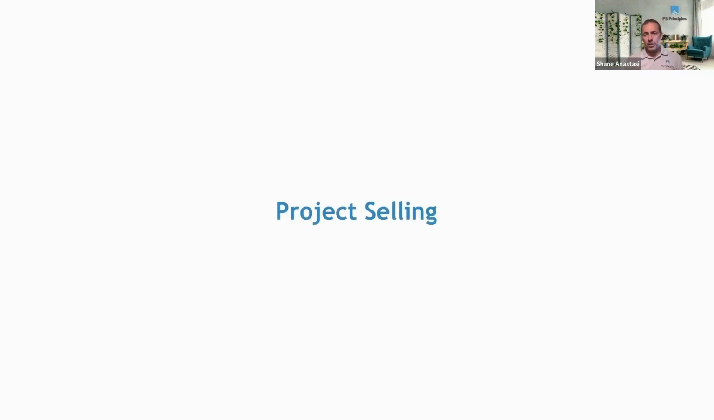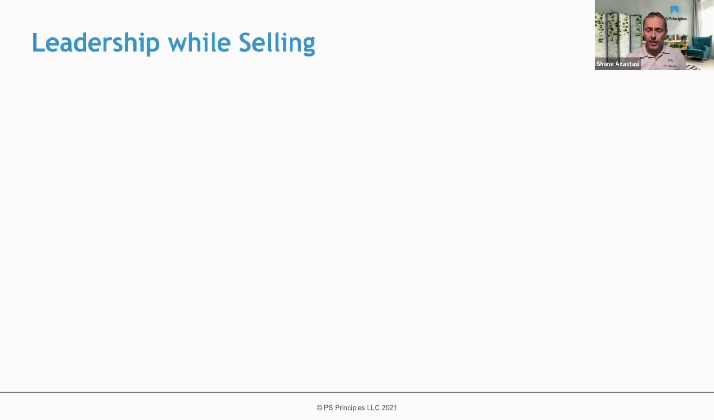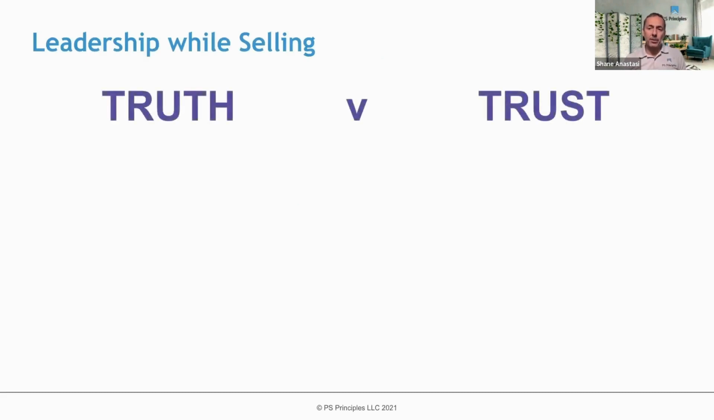So let's look at the project selling side, right? In order to sell a project, there's a couple of things we need to think about. When we sell as professional services people inside of the sales process, we often get confused by these two elements, truth and trust. And I got to tell you, when I was at IBM and I first got involved in sales cycles, I was focused on bringing truth to the situation.